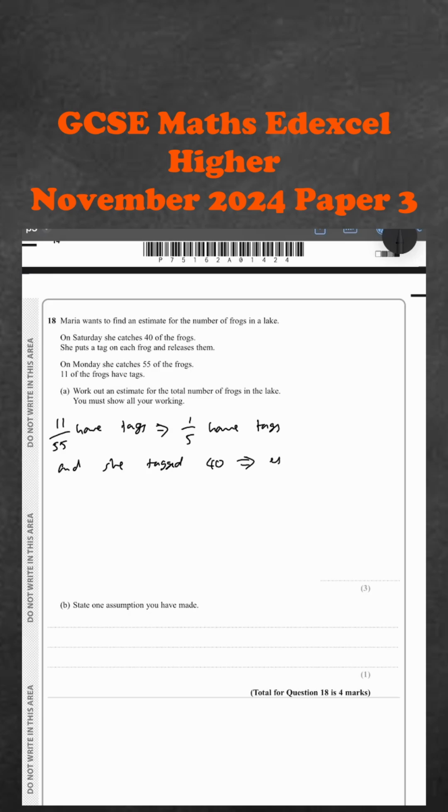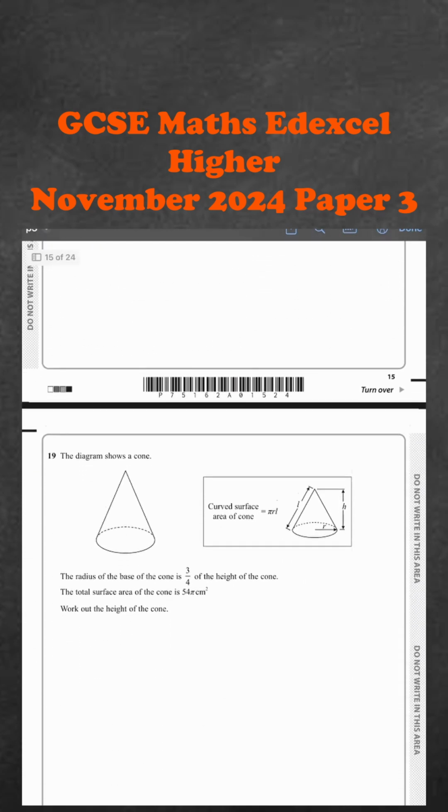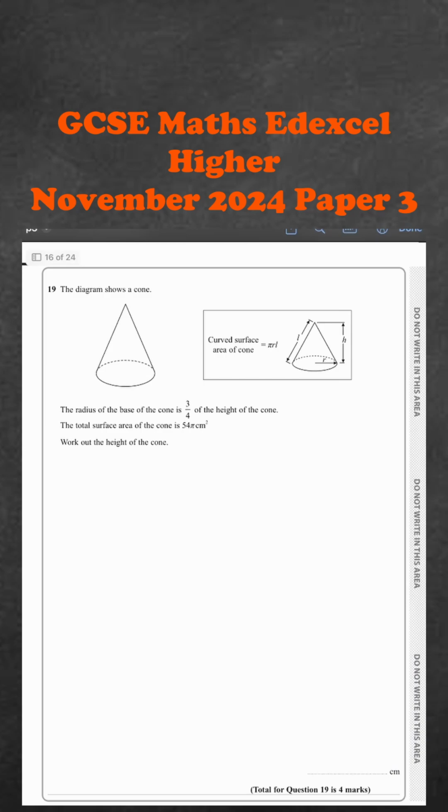Therefore, estimate is that 40 equals 1/5 of total. Therefore, the total is going to be 40 times 5, 200 frogs. State one assumption you've made: that all tags are still attached to the frogs. Could have easily become detached. No, they could have more frogs in there than she had before. There's loads of assumptions you can make for that, and it gives plenty of leeway in the mark scheme.